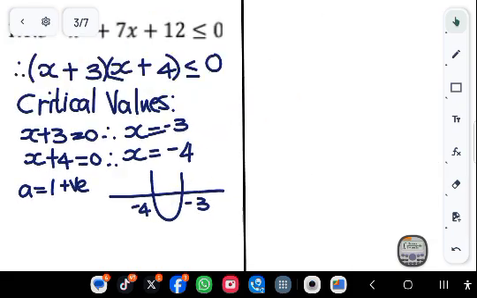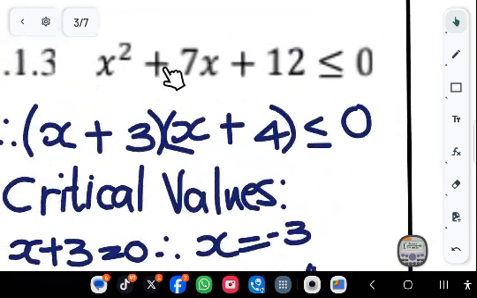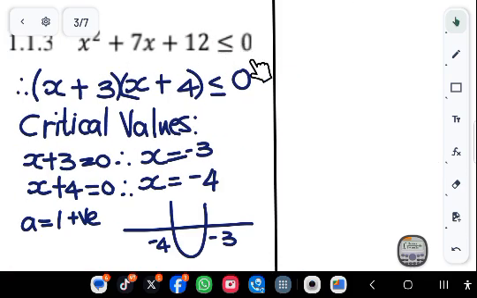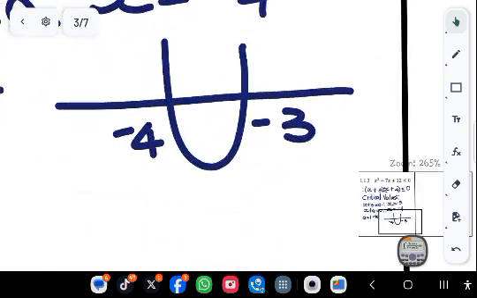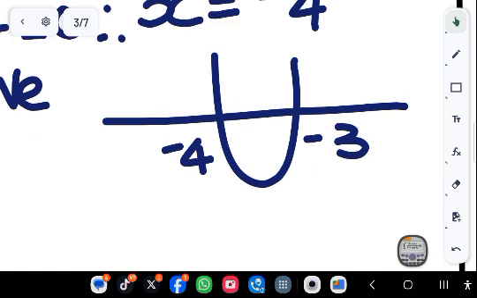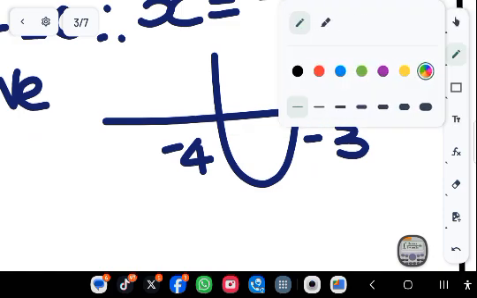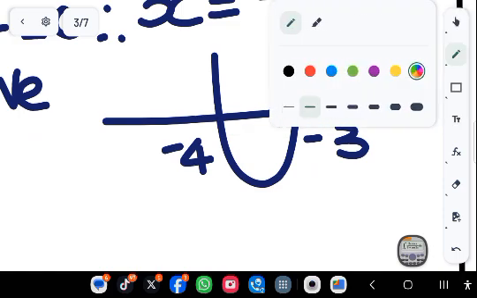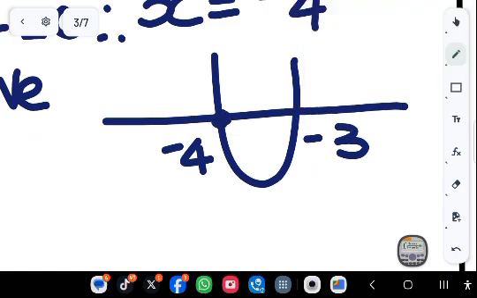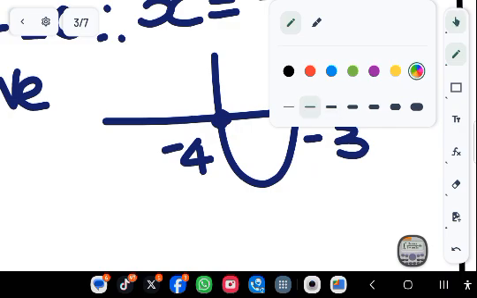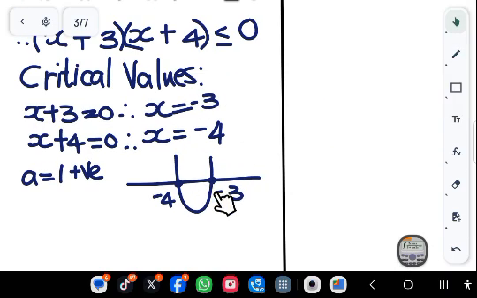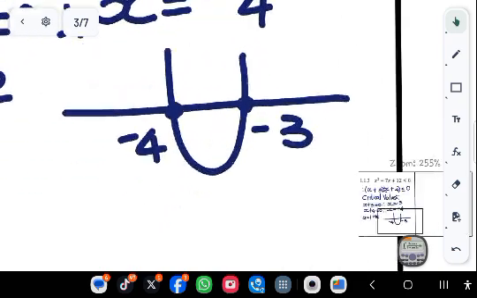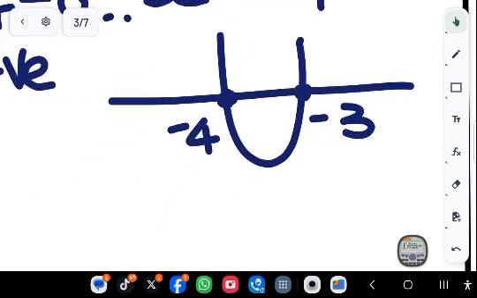And now we go back, we say, okay, we're looking for where this parabola lies below the x-axis, where x is less than or equal to, lies below the x-axis. Let's see. Where it lies below the x-axis. All right, it lies below the axis between -4 and -3.